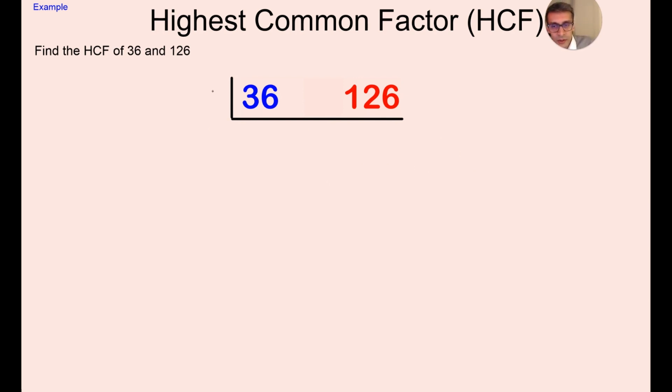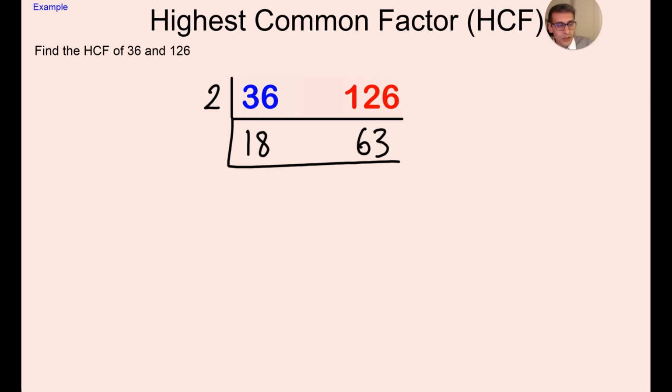So we can see they're both even, so we're just going to divide them both by 2. So this gives me 18, and then I have to half 126, which is going to be 50 plus 13, so 63. Now I draw the second bus stop here. Now I need to find a number that goes into both.